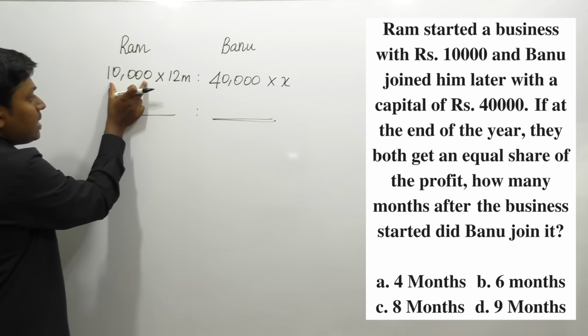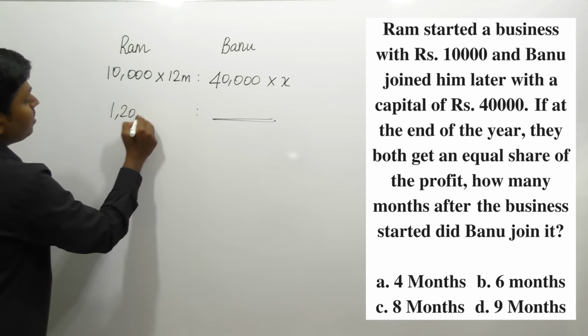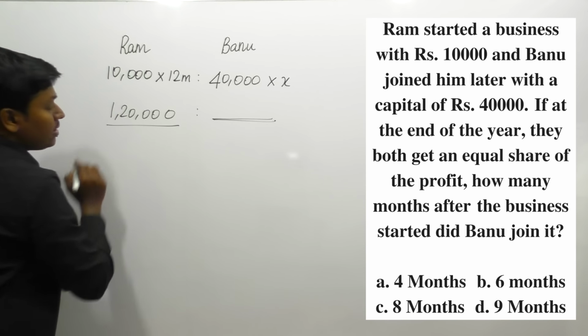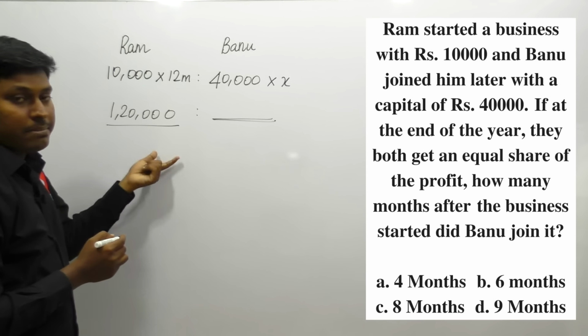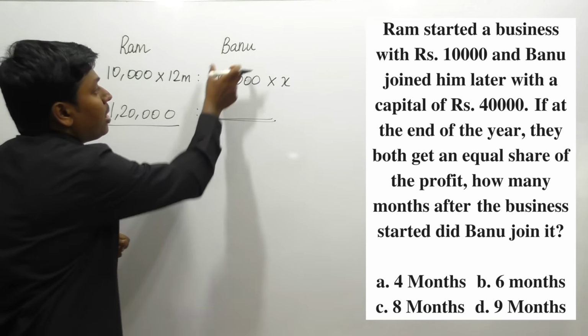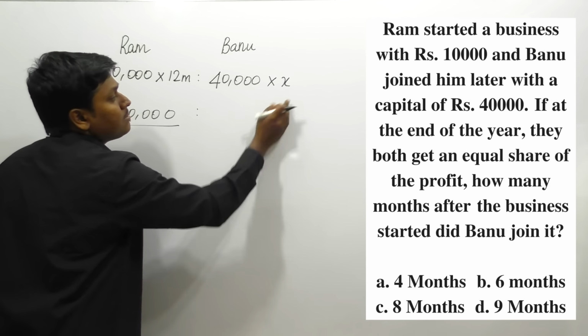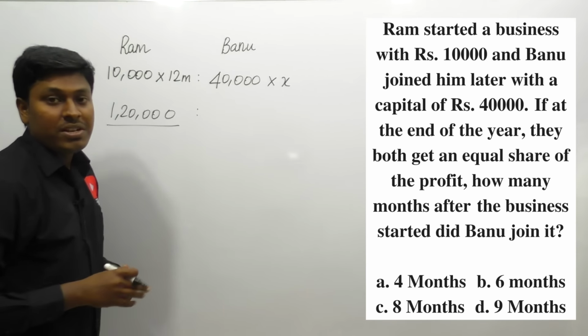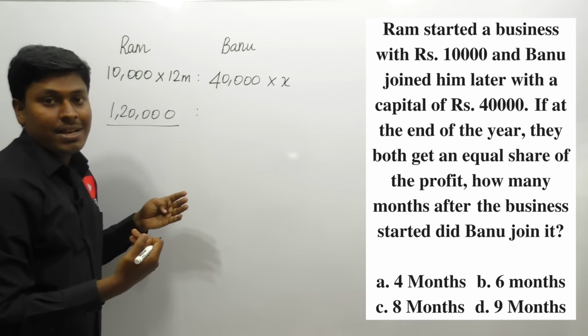Ram is investing 10,000 for 12 months. So we can surely say that it will be 1,20,000. So friends, 1,20,000 will be the total investment by Ram in the business for 12 months. But we know that Banu is investing 40,000, but we don't know how many months the person Banu was in the business. But we can surely say that both the investments are the same. Then only the share will be equal, right?